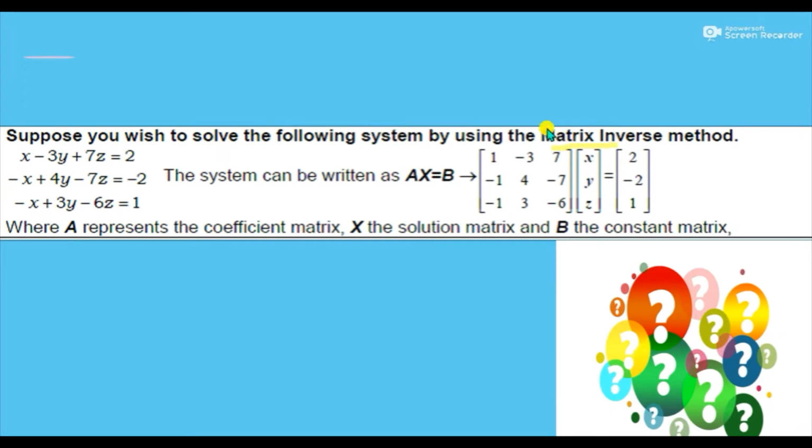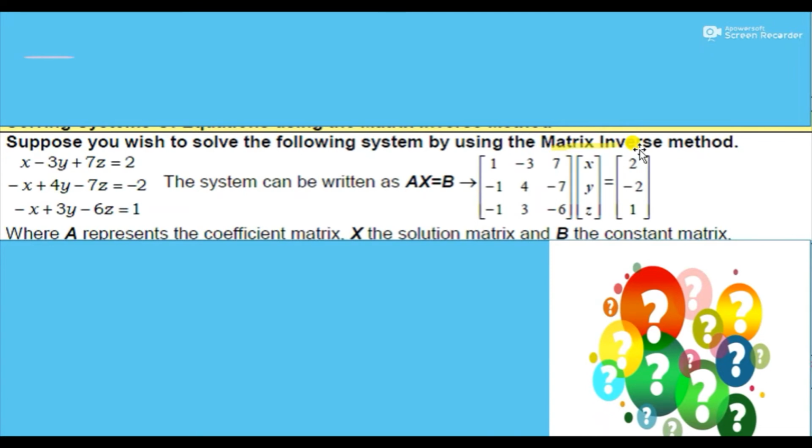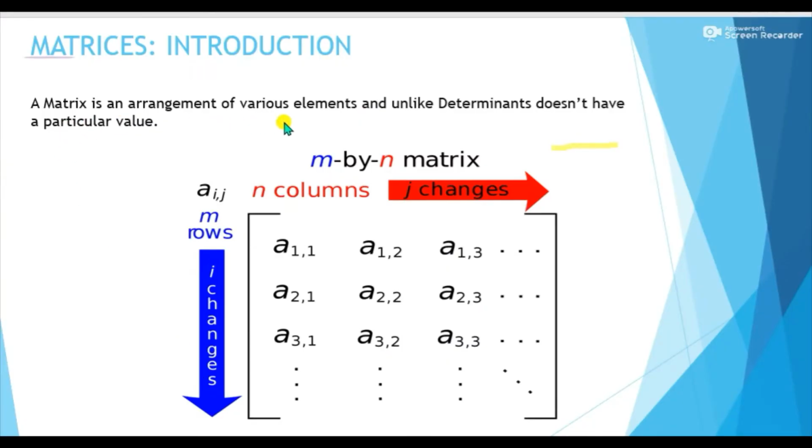To solve this question, we must know the concept of the matrix inverse method. For which we need to know what a matrix is and what is meant by the inverse of a matrix, and then we will know how to solve this question. So first of all, what is a matrix? A matrix is an arrangement of various elements which, unlike determinants, doesn't have a particular value. This is how a matrix is represented. This is an m by n matrix, where m represents the rows and n represents the columns.